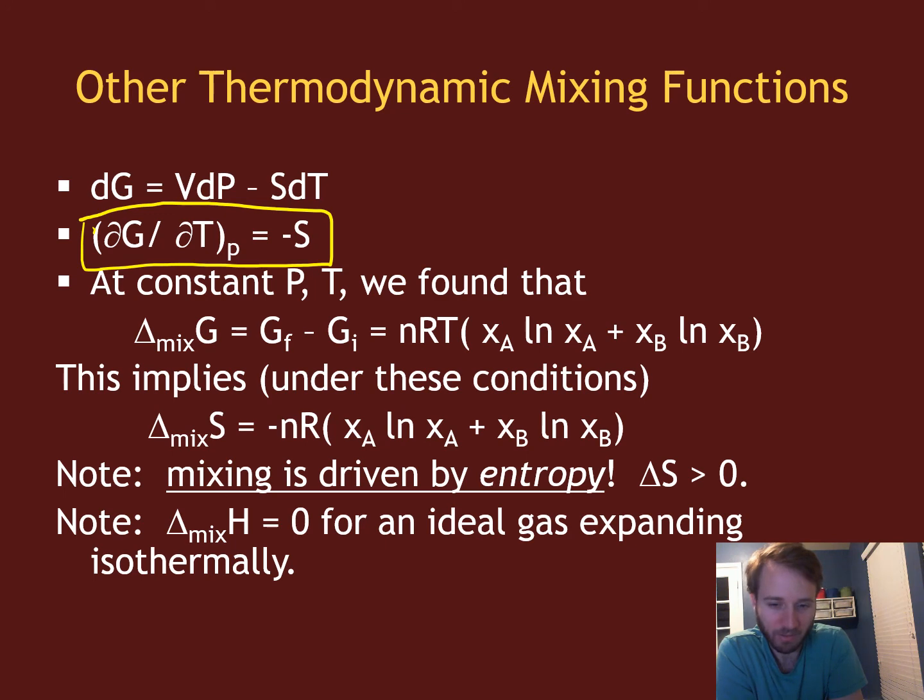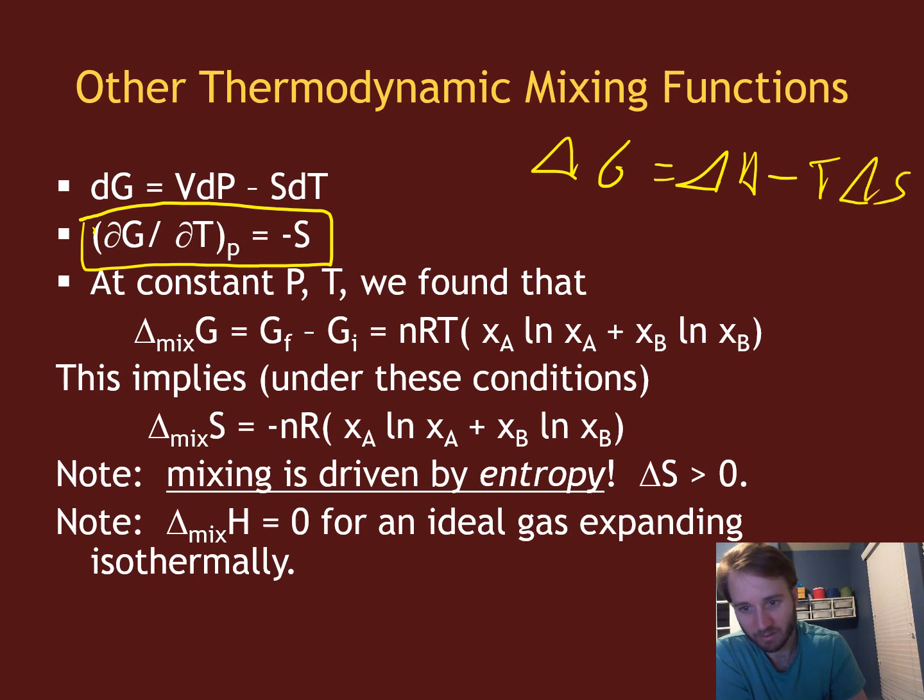And note here that the relationship between delta S and delta G shows, if you think about delta G equaling delta H minus T delta S, that the delta H here is equal to 0. That's not surprising, because I'm talking about an isothermal expansion of an ideal gas, which has an enthalpy change equal to 0, because there are no intermolecular forces between these gas particles and things of that nature. So there's no enthalpy change for an ideal gas specifically.